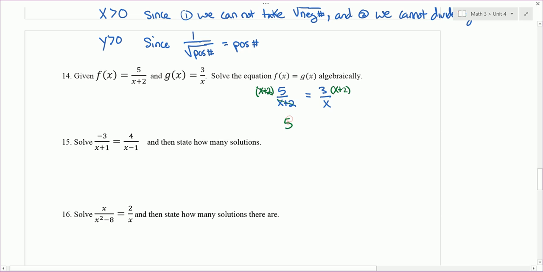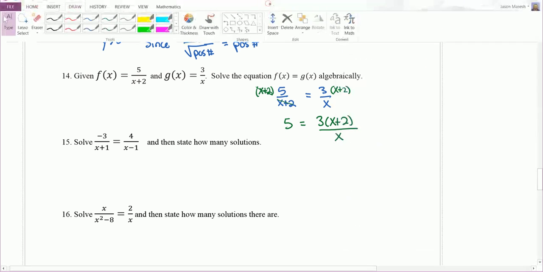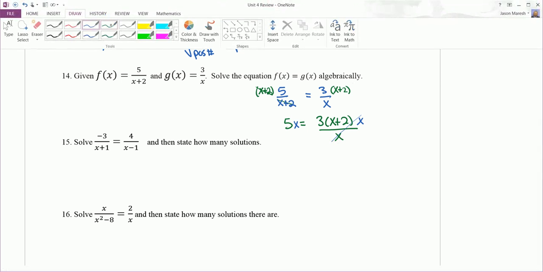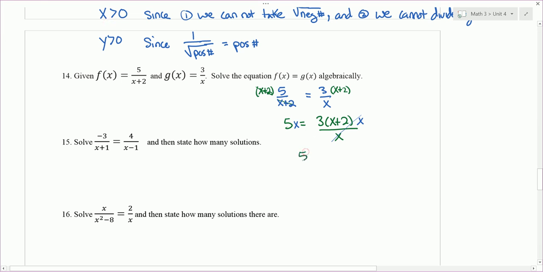What that does for me is it allows me to cancel out the x plus 2's and end up getting 5 is equal to 3 times x plus 2 over x. Now I just have one fraction left. To get rid of that fraction, multiply both sides by that denominator. So I multiply the right side by x and the left side by x. That allows me to cancel out the x's, and now I have 5x is equal to 3 times x plus 2.